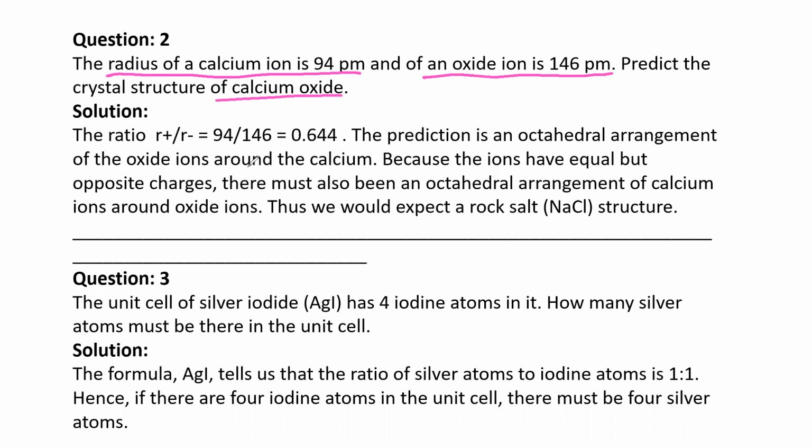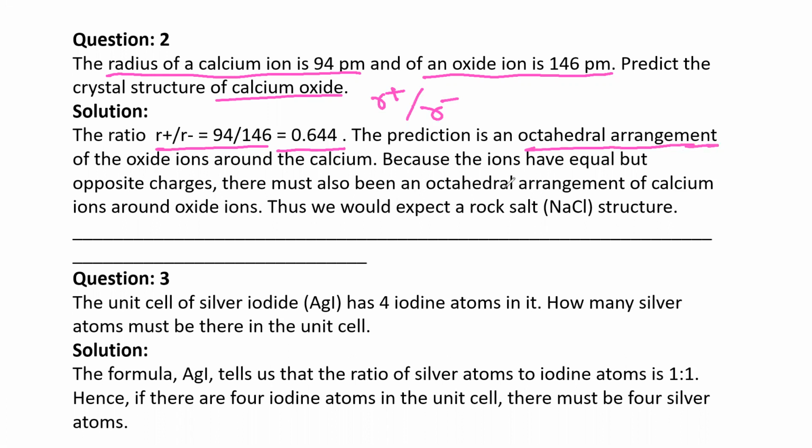Here in the previous section we have calculated only radius and edge length, but here they are asking what is the structure of calcium oxide based on the radius ratio. When this type of question arises, you have to see the radius ratio. If you find the radius of cation to radius of anion, we have got it as 0.644. It means the prediction is an octahedral arrangement. One table is given to you in lecture 3, where you can see based on the values what type of arrangement.